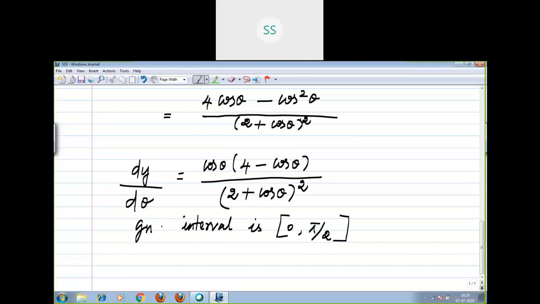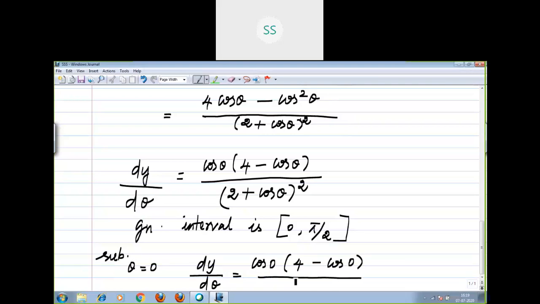When you substitute 0 in the numerator as well as the denominator, see, when you substitute theta is equal to 0. For your understanding purpose I am writing this, but in the exam you don't need to write. Substitute theta is equal to 0. What is the position of dy by d theta? dy by d theta equal to cos 0 into 4 minus cos 0 divided by 2 plus cos 0 the whole square, right?